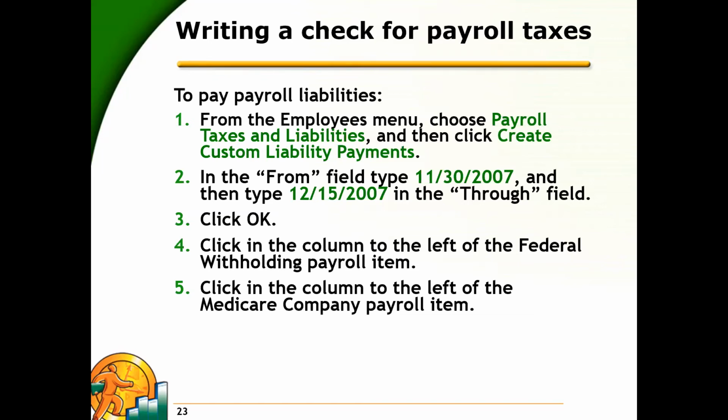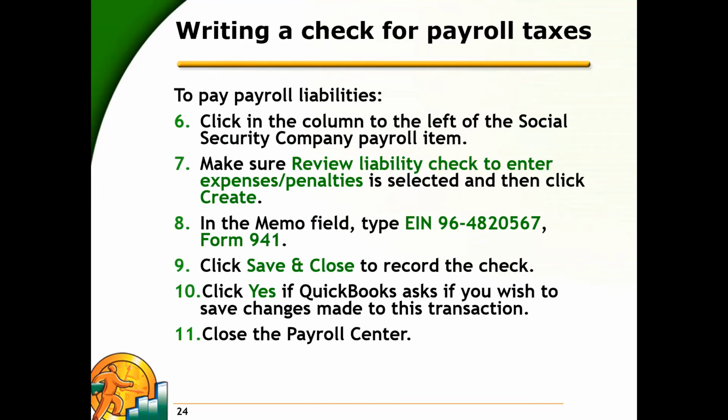Click on OK. Click in the column to the left of the federal withholding payroll item. Click in the column to the left of the medical company payroll item. Again, these are prompting you for specific fields that you will be looking to enter. Click in the column to the left of the Social Security company payroll item. Make sure to review the liability check to enter expenses, penalties is selected, and then click Create.